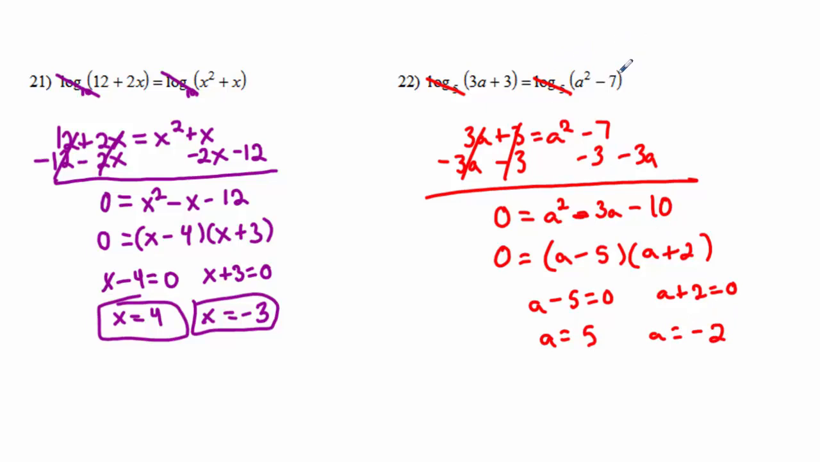So here's the issue. It's negative 2. 3 times negative 2 is negative 6. Negative 6 plus 3 is negative 3. So negative 2 doesn't work. And it actually gives you a negative, either one of these that you plug it into. When I plug in 5, everything works out fine. They're both positive. So a equals 5 is an answer.